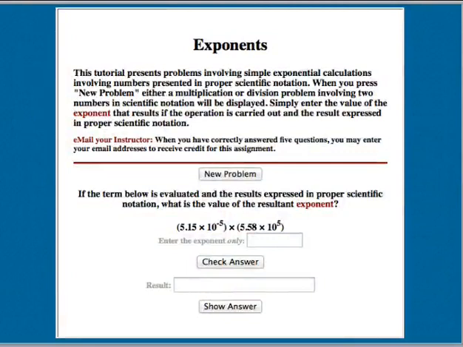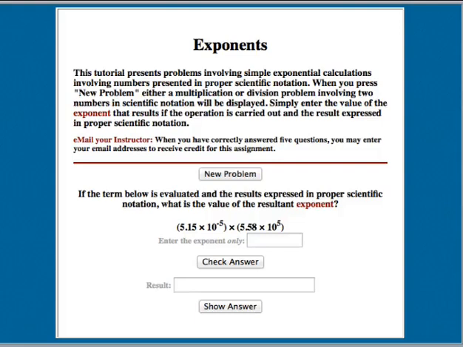Now that's going to give you some number. If you write that number in scientific notation, it's going to have an exponent. So the tutorial simply wants you to do this calculation and then write the exponent only of the answer. So let's just see how we do this.